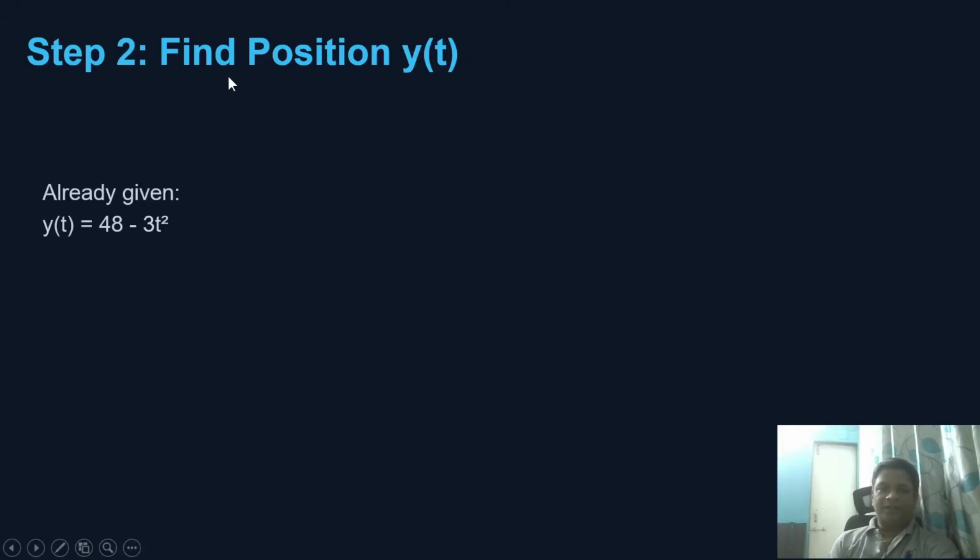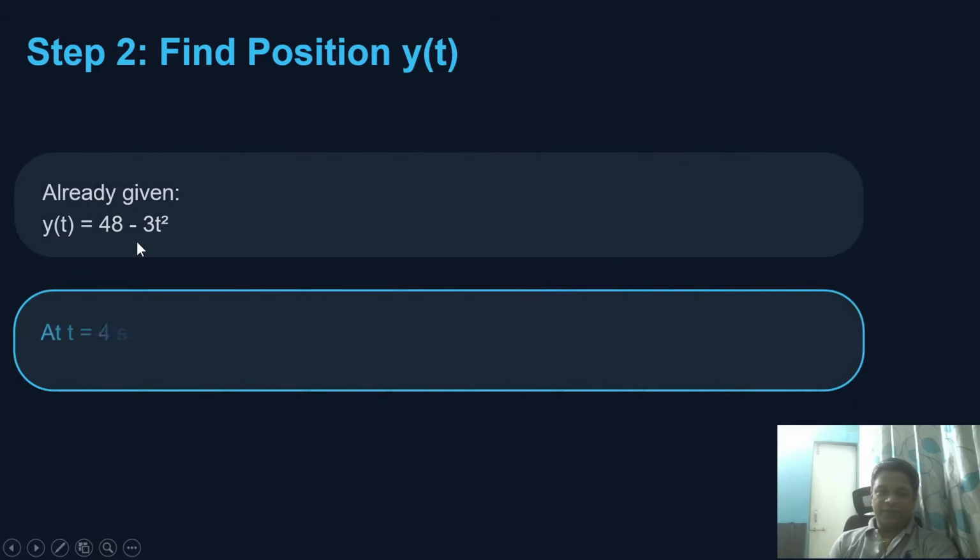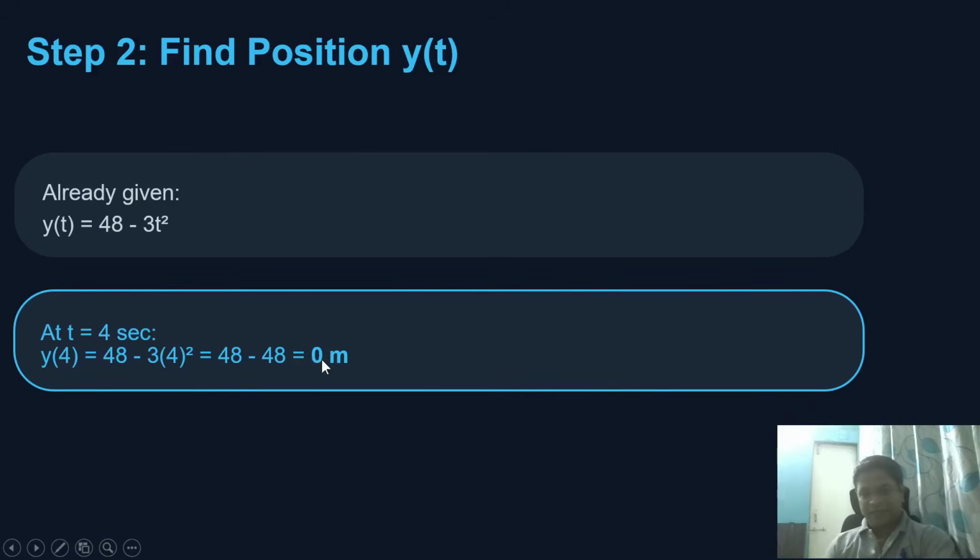Then we'll find the displacement in the y direction. The given equation is y(t) equal to 48 minus 3t square. From this equation we'll find the displacement after 4 seconds. In this equation we'll put the value of t equal to 4. So here we get 48 minus 3 into 4 square. So the displacement after t equal to 4 seconds is equal to 0 meter in the y direction. But this particle has a displacement in the x direction. So the position of the point after t equal to 4 seconds will be x is 36 and y is equal to 0.